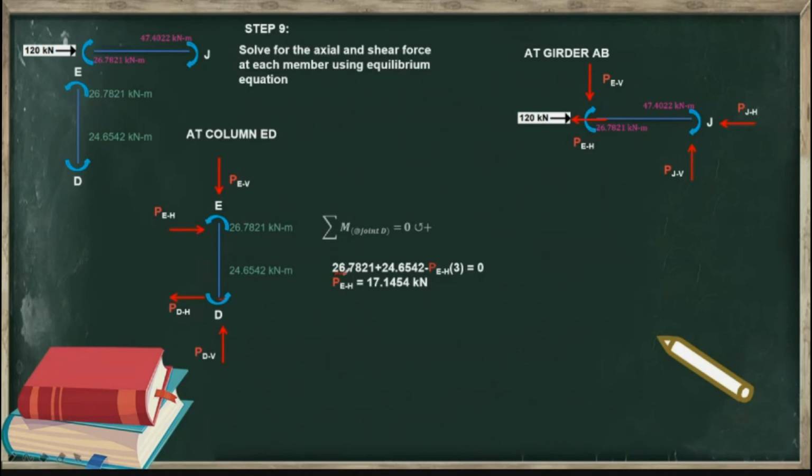So, 26.7821 plus 24.6542 minus. Bakit minus? Dahil pag nag-moment si PEH kay D, we have a clockwise rotation. Eh, ang nilagay natin dito is, ang counterclockwise is positive. So, we have negative PEH and ang moment arm niya is 3, which is yung height ng column natin. So, the value of PEH is equal to 17.1454 kilonewton.